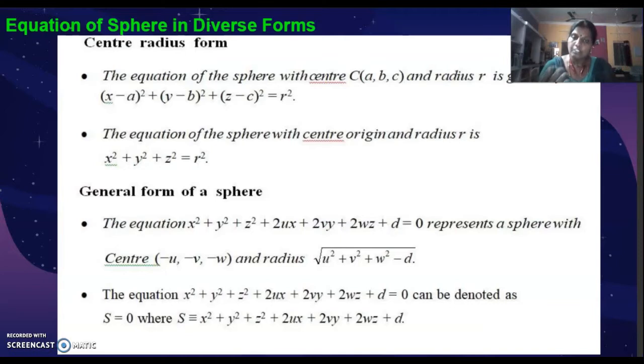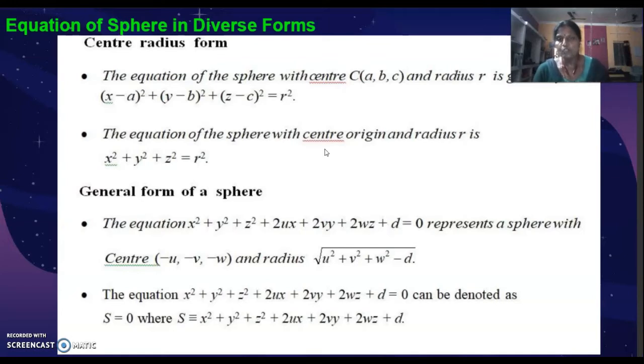The equation of a sphere with center C(a, b, c) and radius r is given by (x minus a) whole square plus (y minus b) whole square plus (z minus c) whole square equal to r square. So we can apply the values of the center and radius here. If we take the center as the origin, that is 0, 0, 0, we get (x minus 0) square plus (y minus 0) square plus (z minus 0) square equal to r square. So the equation x square plus y square plus z square equal to r square represents the sphere with the center at the origin and radius r. If we apply the value r equal to 1, we get the unit sphere.